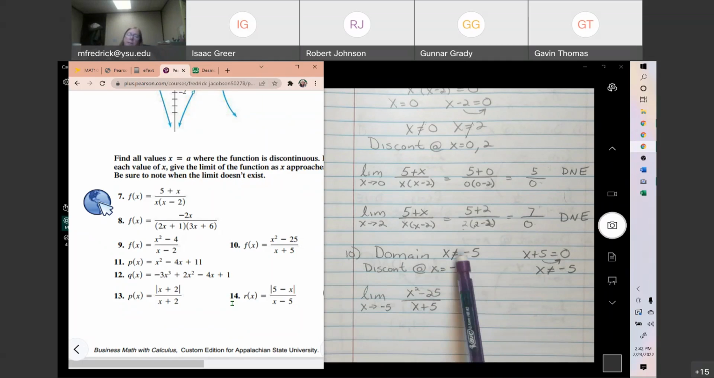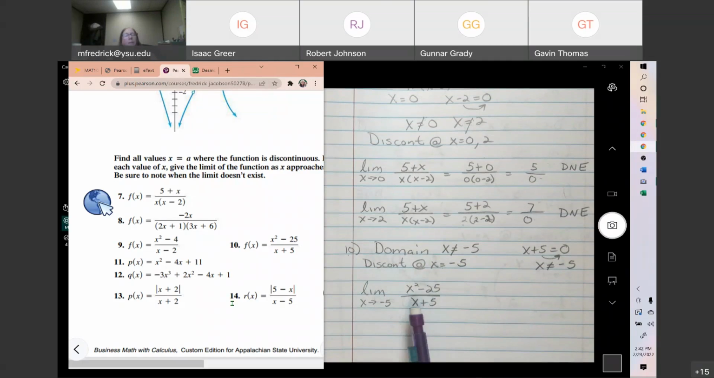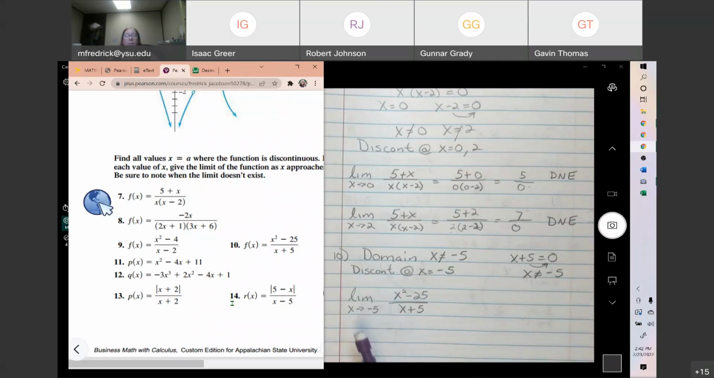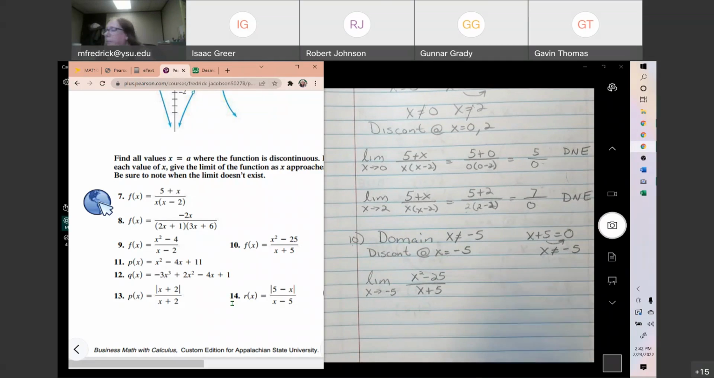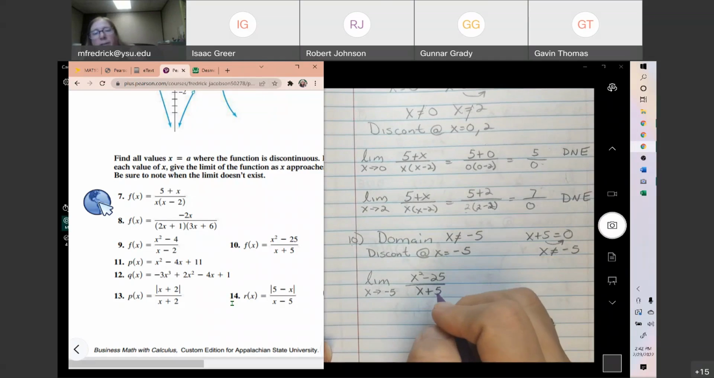So we said it was discontinuous at -5. And it said find the limit wherever it's discontinuous. And you'll definitely have one like this on the exam.